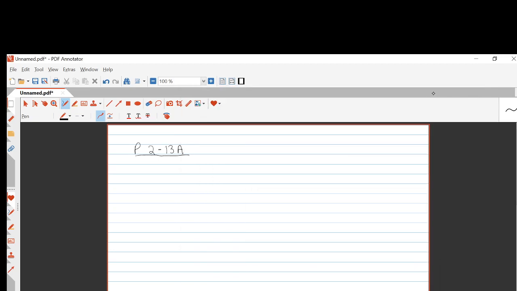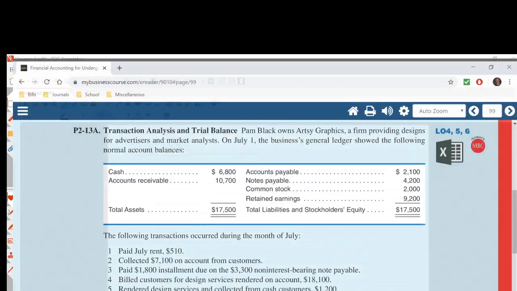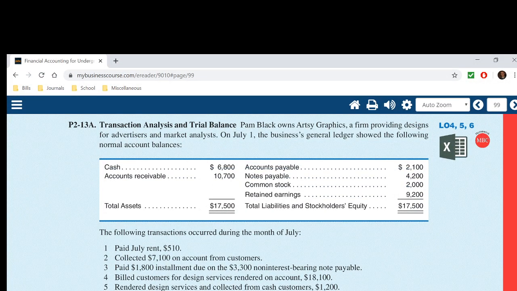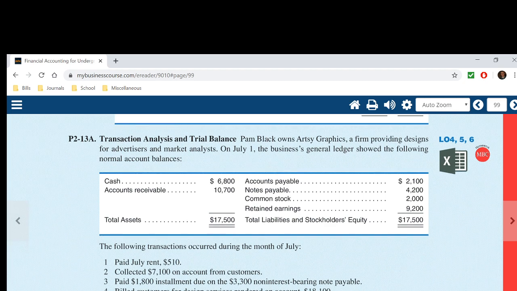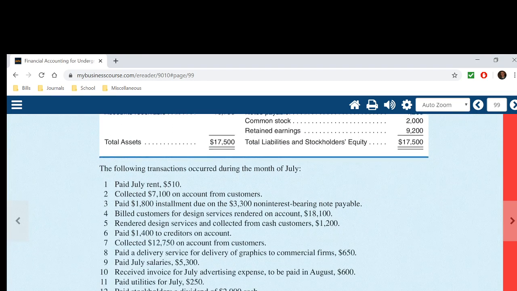In this video, I will go through a problem from the end of chapter exercises. Problem 213A. It's right here. And this problem is a good summary problem to illustrate how to account or how to journalize various transactions that happen within a given period.